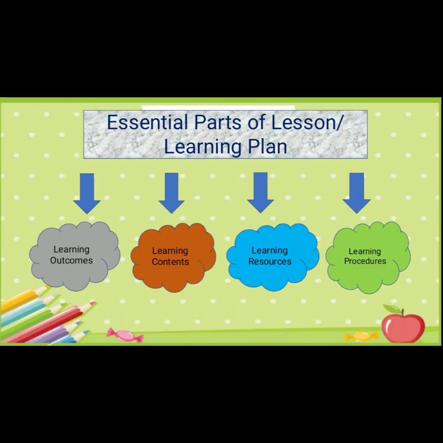Essential part of lesson or learning plan. First is learning outcomes. It is a statement that describes the knowledge or skills student acquired by the end of a particular assignment, class, course, or program, and helps students understand why that knowledge and those skills will be useful to them. Second is learning content.